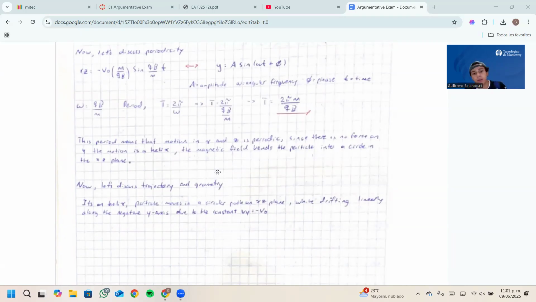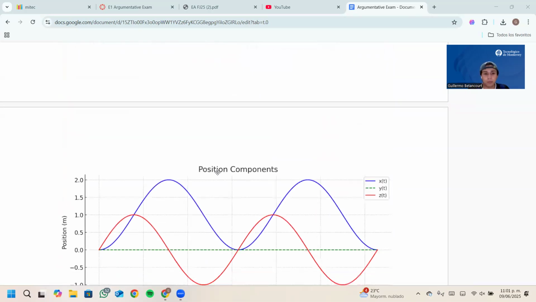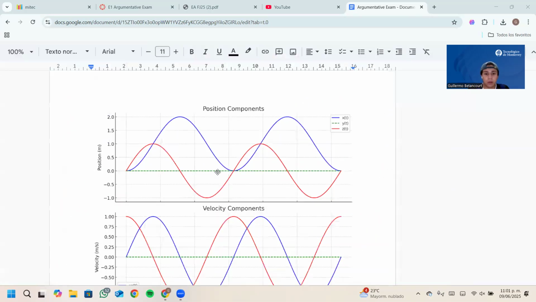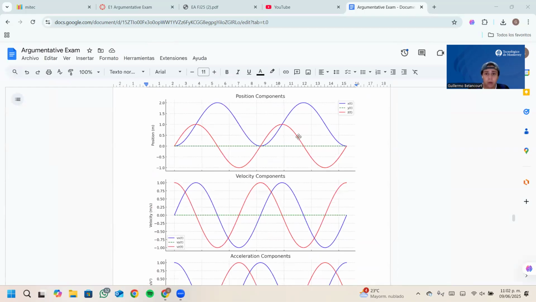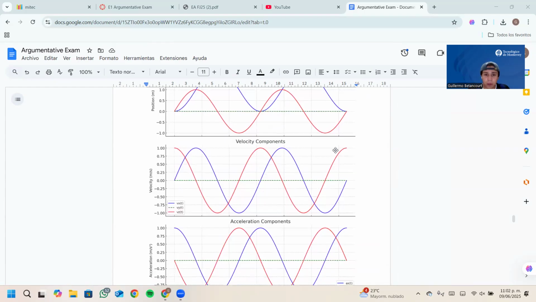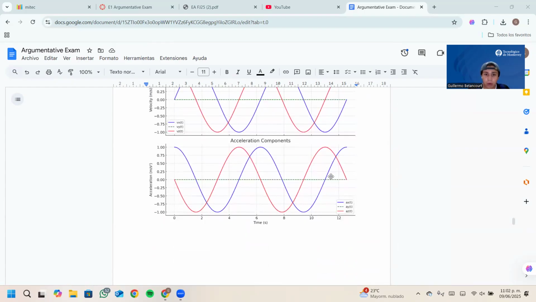So now let's discuss trajectory and geometry. It's a helix particle. The particle moves in a circular path on the XZ plane while drifting linearly along the negative x-axis, due to the constant By equal to minus B zero. These are the graphs of our position components in the X, Y, and Z, velocity components, and the acceleration components.